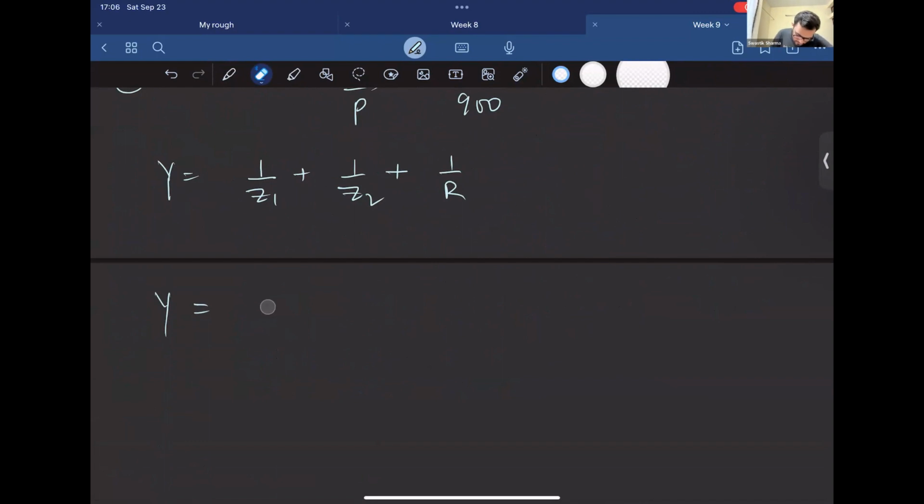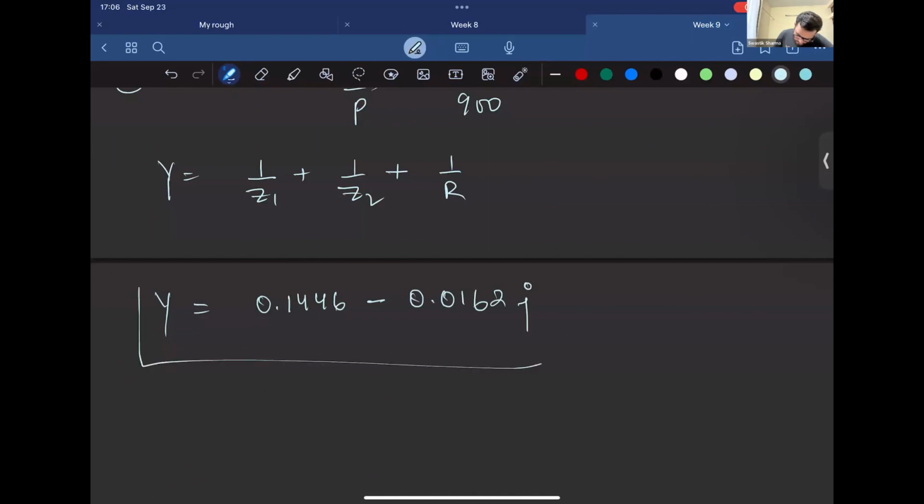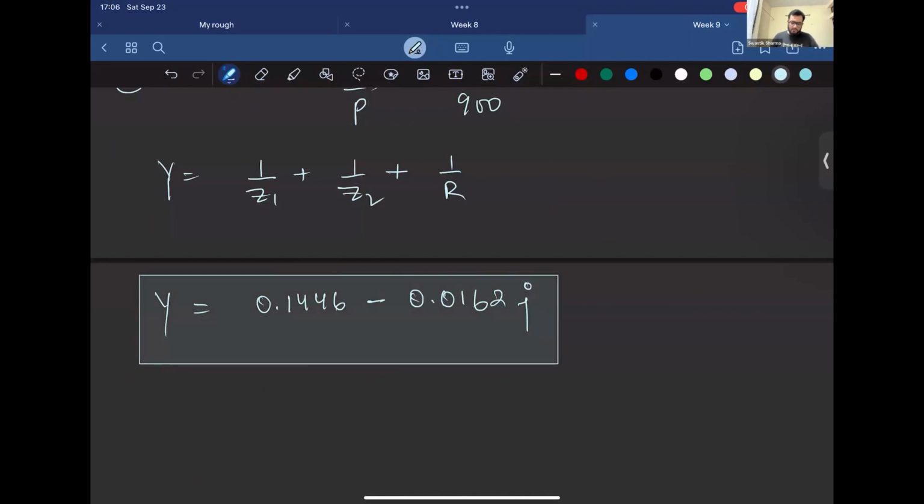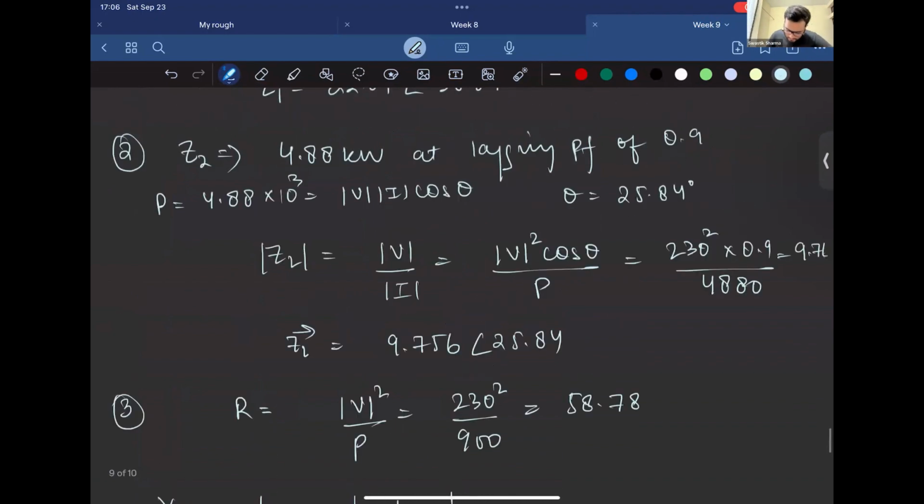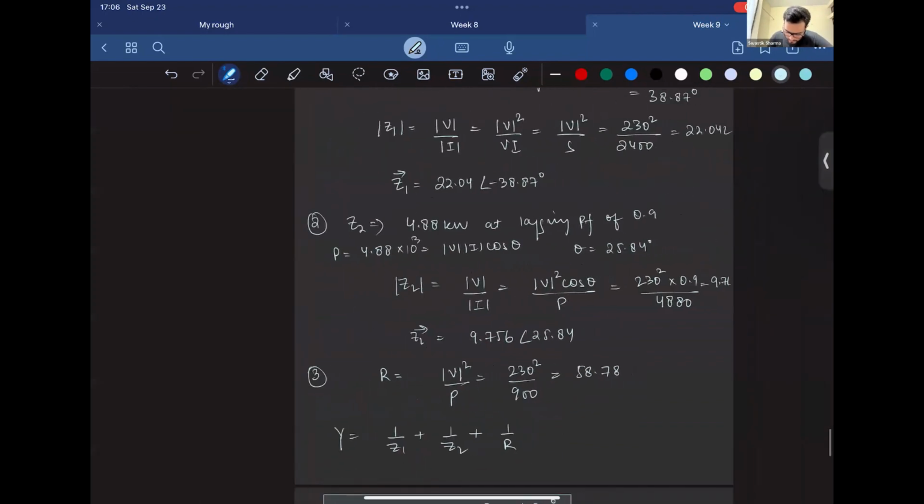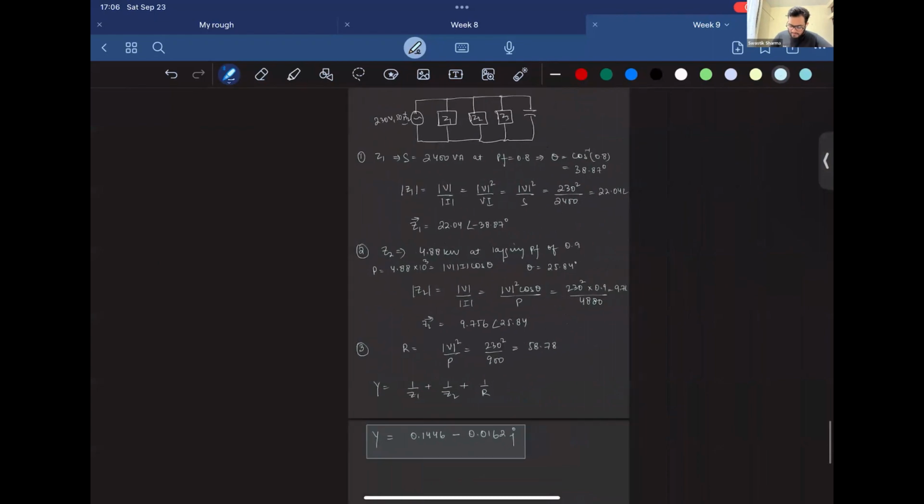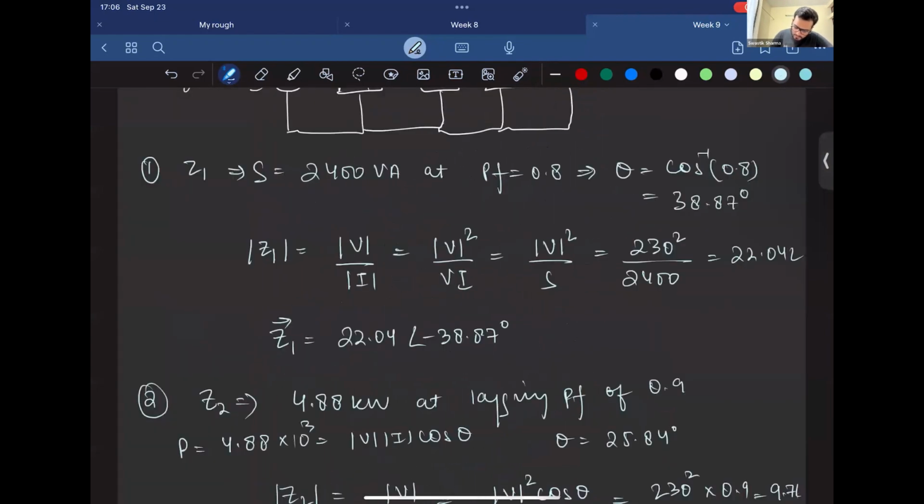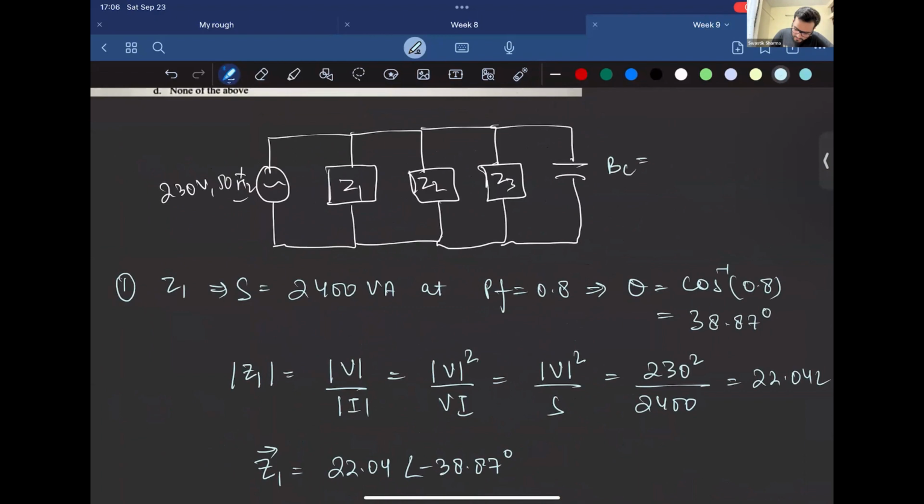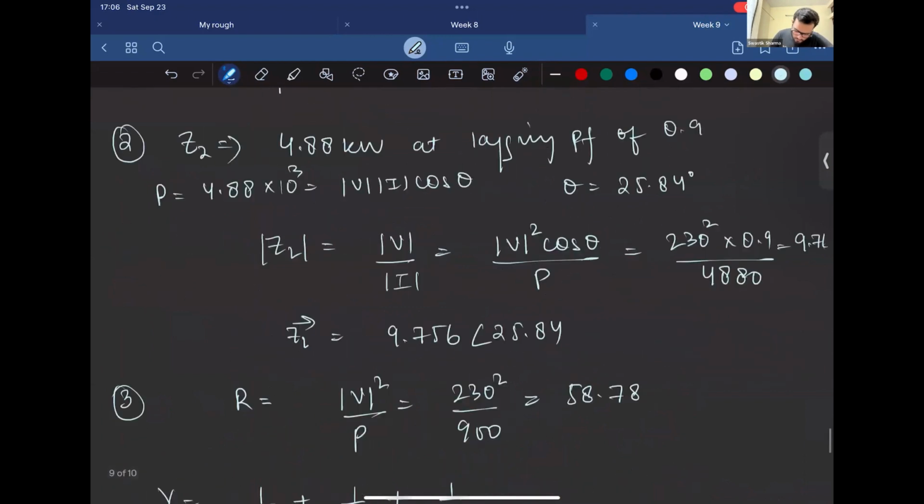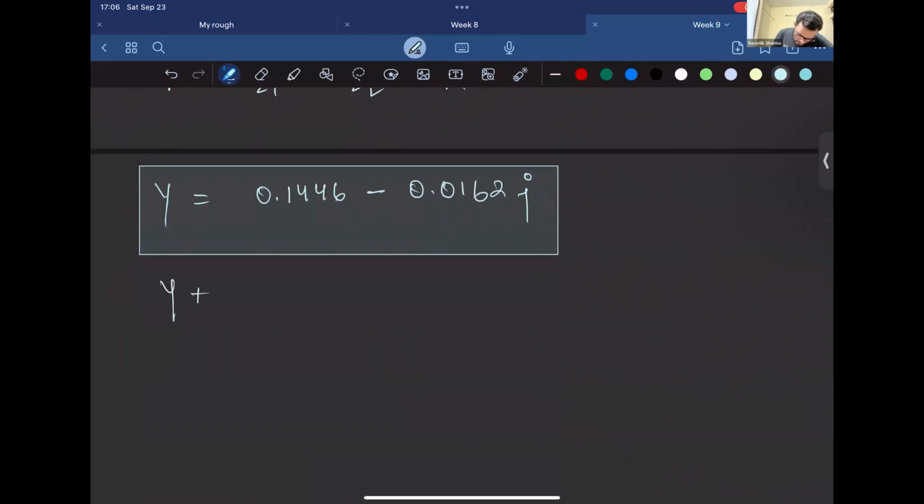So the answer I'm getting is 0.1446 minus 0.016 j, or iota, whatever you say. Great. So we got the equivalent admittance as this. Now it's saying that we are connecting a capacitor. So let's call the susceptance of that capacitor j upon XC, right? So Y plus jXC is what?